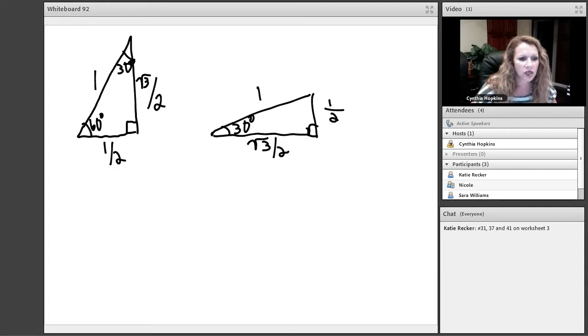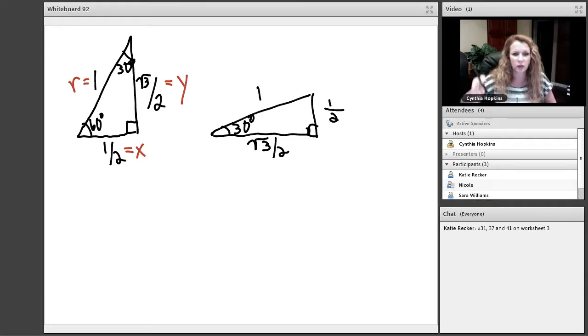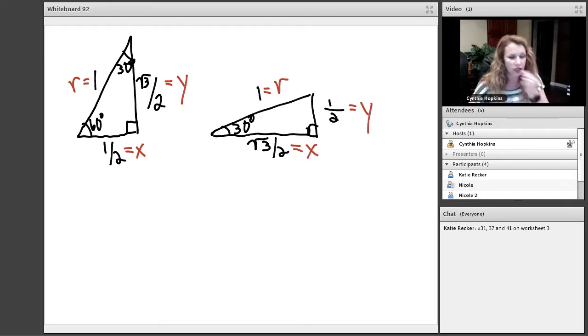Now let me change my color to red. If this was on a unit circle and I wanted to label these sides, this is the radius of my circle, so that one would be my R. This would be my Y, and this would be my X, because horizontal is going in the X direction, whereas vertical is going in the Y direction. So on this second triangle, this is my R, this would be my Y, and this would be my X. So notice the lengths switch.